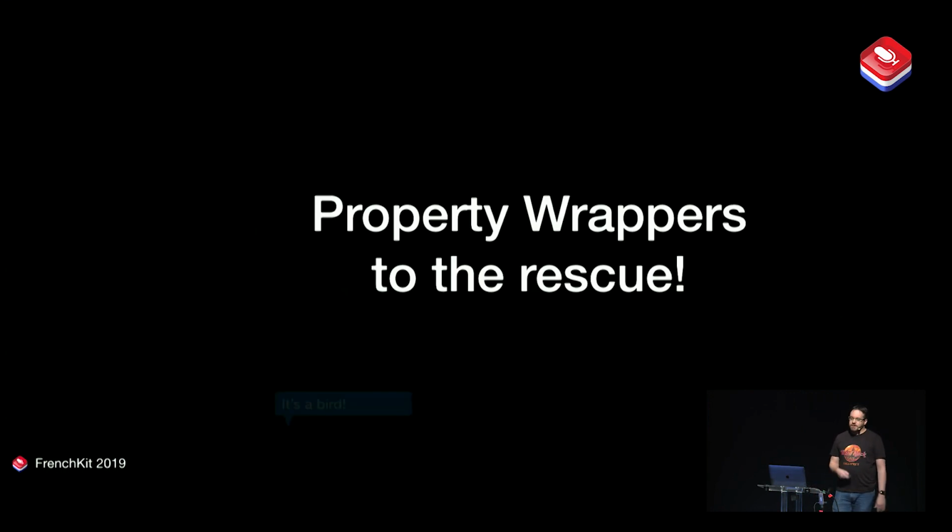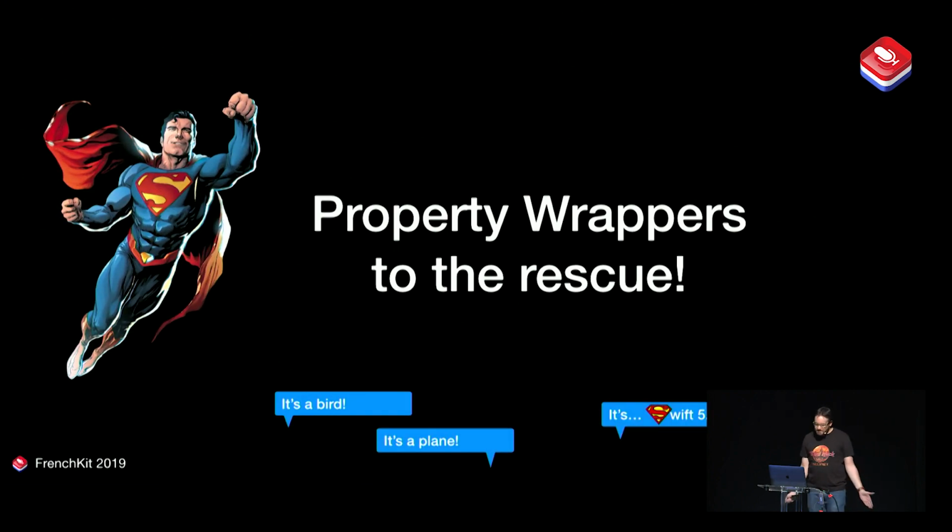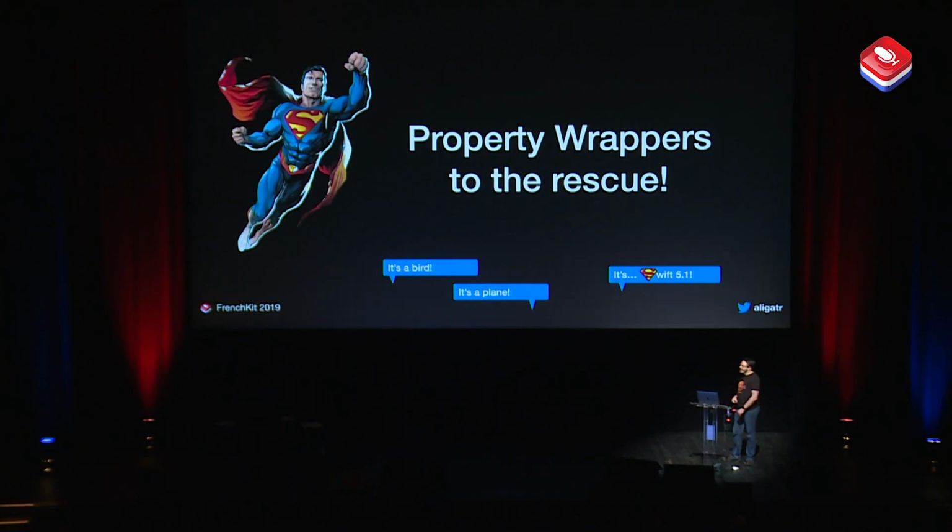And that's where property wrappers come to the rescue. So property wrappers are a new feature provided by Swift 5.1. It's kind of a new superpower. We have learned a lot about superpowers in this conference. That's a new one as well. And what it will allow you to do is to simplify your call site.